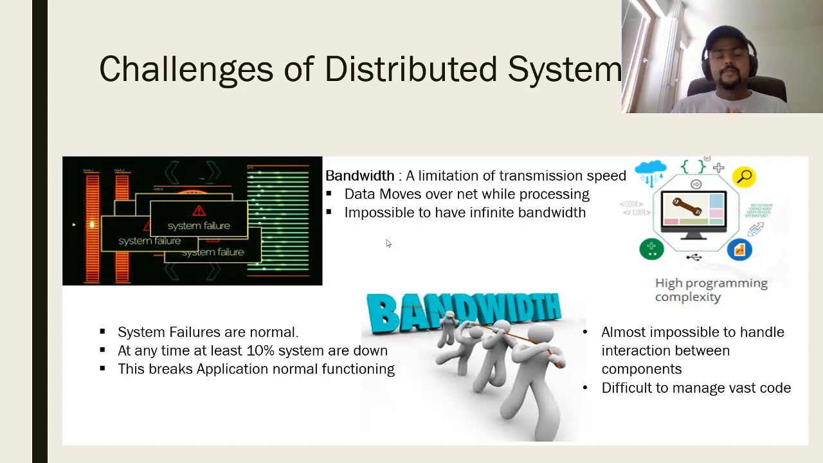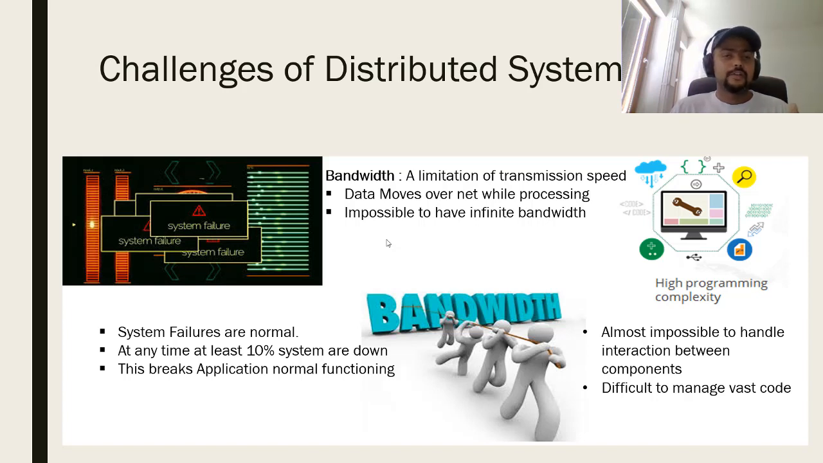The other part is the high programming complexity, because you have multiple computers, so management of the computers becomes a pain. It's almost impossible to handle interaction between components, and it's difficult to manage a vast amount of code. So the whole management of the different components and how they talk to each other, whether each of the components sent a proper response back to the caller or not, or how they're maintaining state.